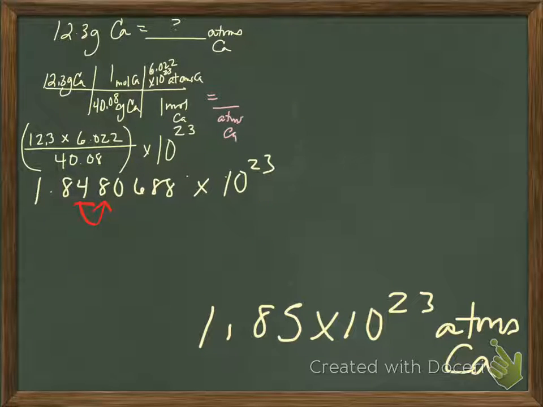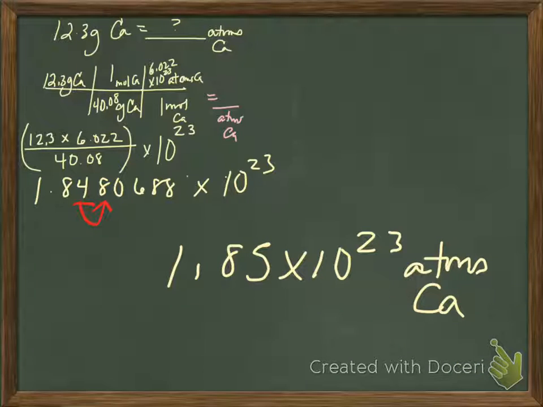A couple quick checks for yourself as you're doing these kinds of problems. If you have an answer that is atoms and it doesn't have any scientific notation behind it, if you're saying something is 18 atoms, 6 atoms, 323 atoms, you need to check yourself because something's wrong. Either you've forgotten to put your scientific notation in, or you've screwed up inside your factor label.